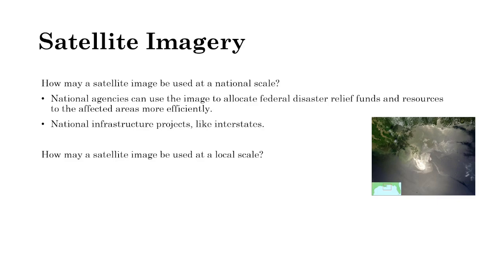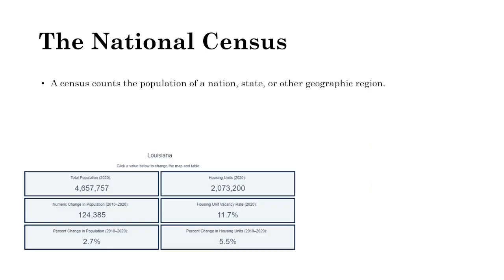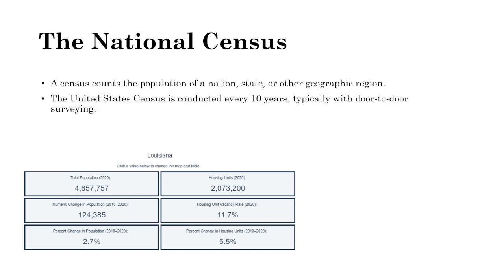How might a satellite image be used at a local scale, at a specific city or town? Farmers can use the imagery to monitor soil quality or water usage. Local governments can use imagery for zoning or land use planning, like where certain towns are going to go or where certain buildings will go. We also have the national census, which is a count of the population in a particular area. So the United States conducts the census every 10 years, and they typically do this with door-to-door surveying.